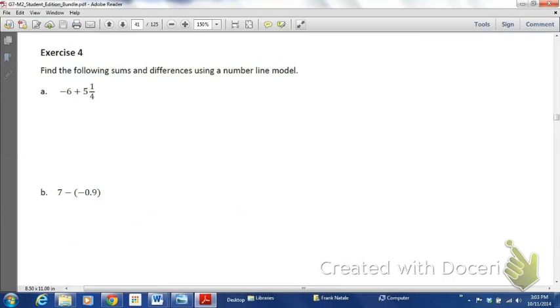So I'd like you to take 10 minutes. Go ahead. You're going to find the following sums and differences using a number line model. Okay?